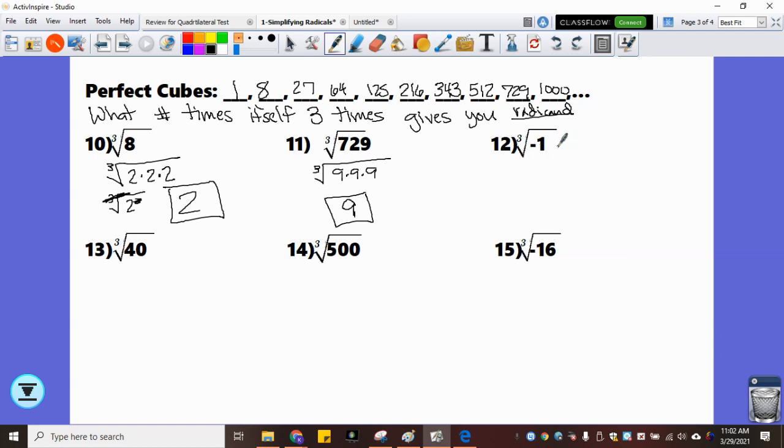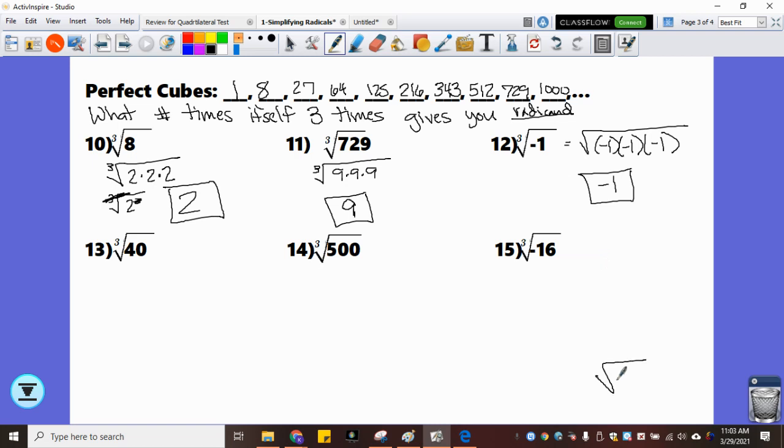What about -1? -1. What's different about cube roots is that a negative times a negative times a negative: negative times negative is a positive, times another negative is a negative. So yes, you're right, -1.